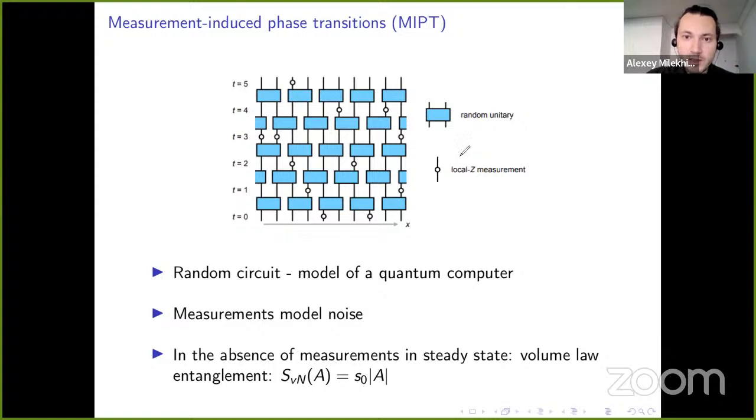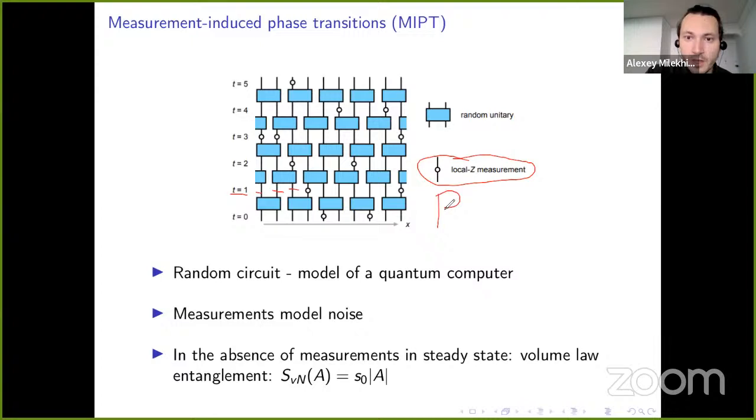Okay, let me now add local measurements. So what does it mean? It means that when I look at the evolution, suppose I'm on this slice t = 1, then I go from qubit to qubit, and with probability p, I perform a measurement in the z basis. So what does measurement mean?